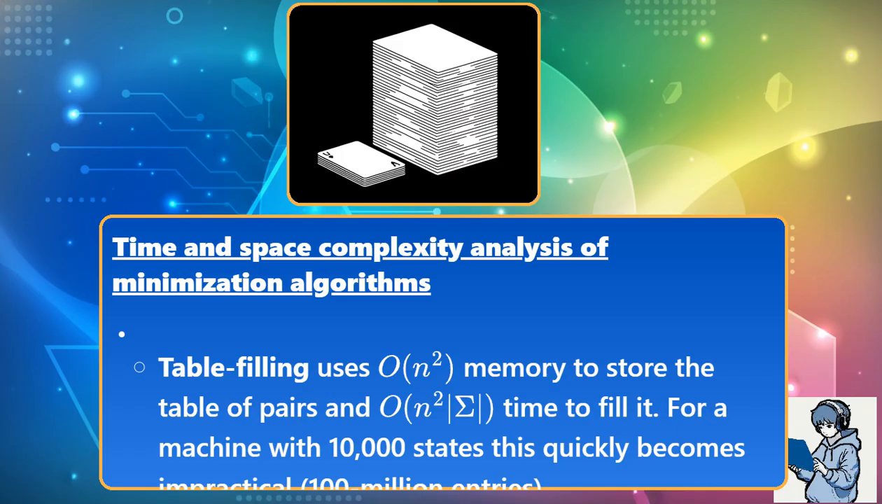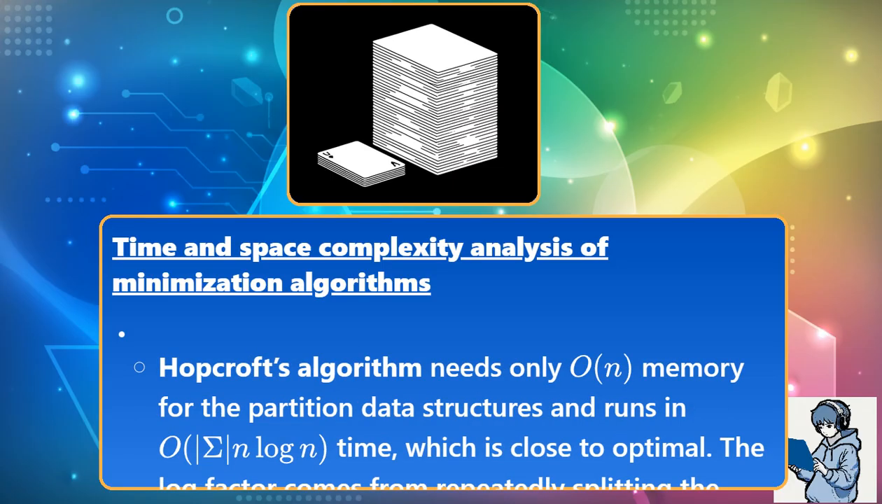Table filling uses big O of n squared memory to store the table of pairs and big O of n squared times sigma time to fill it. For a machine with 10,000 states, this quickly becomes impractical: 100 million entries. Hopcroft's algorithm needs only big O of n memory for the partition data structures and runs in big O of sigma times n log n time, which is close to optimal. The log factor comes from repeatedly splitting the smallest block.